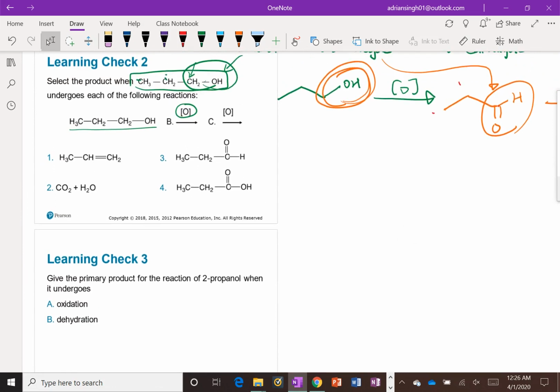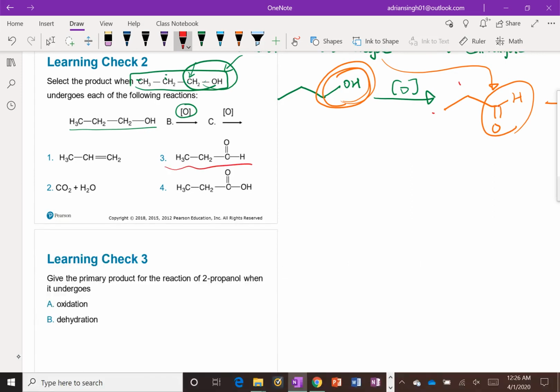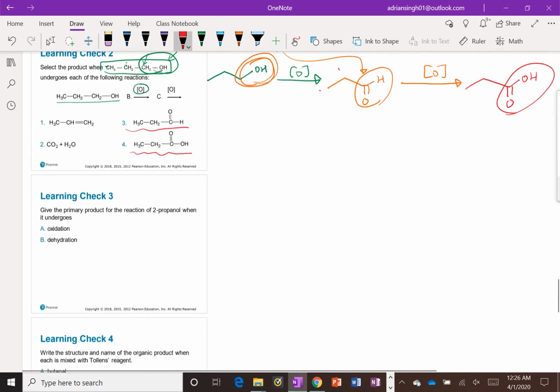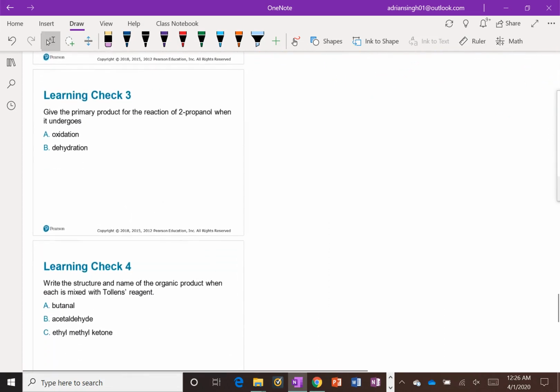All right, so if we look at our options here, we end up making the aldehyde first, a 3-carbon aldehyde, and then we end up making the carboxylic acid second in that process. Okay, let's take a look at another one.